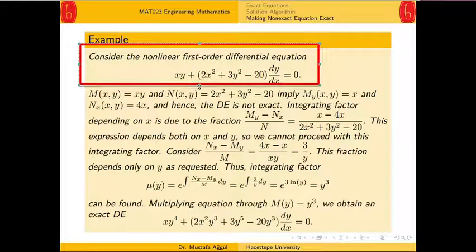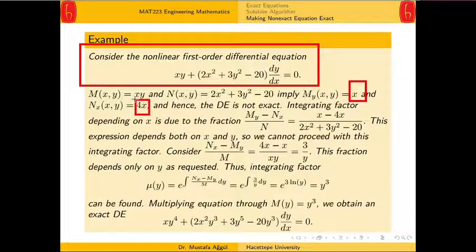So this differential equation, in particular, let's consider M is xy and N is 2x squared plus 3y squared minus 20. If you take the y derivative of M, it will be x only, and if you take the x derivative of N, it will be 4x. As you see, x is not equal to 4x, so this is not an exact equation. Let's check the integrating factors.